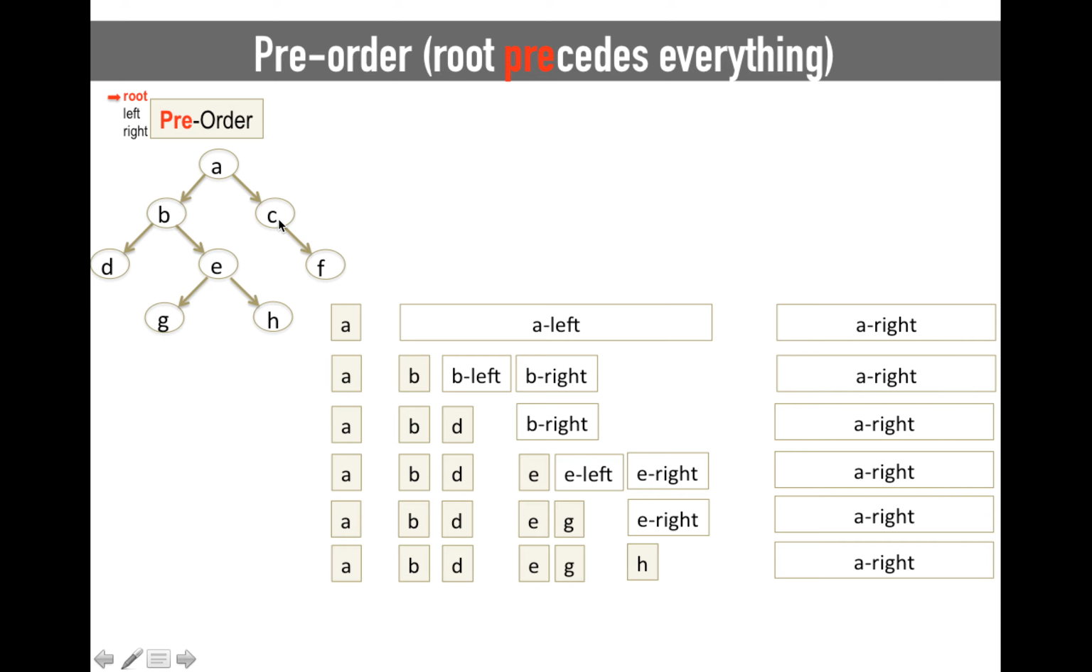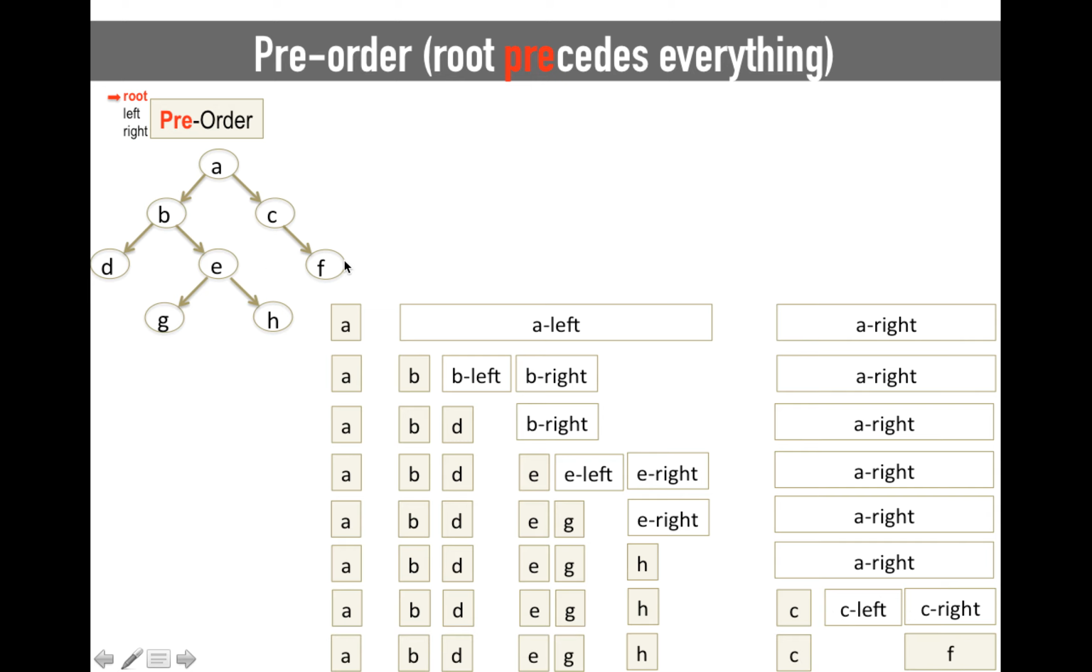So root goes first, C, and then we have to put C left and right. C left, there's nothing here. C right is F, and then you can check the order.